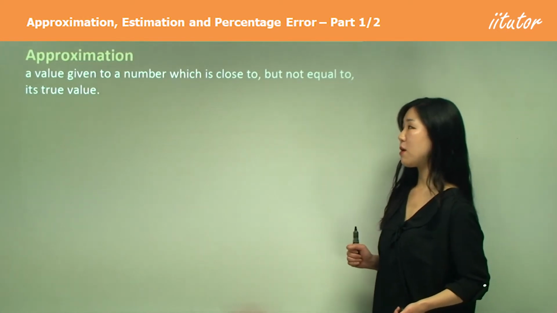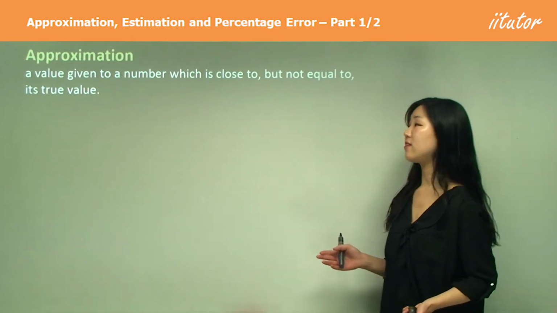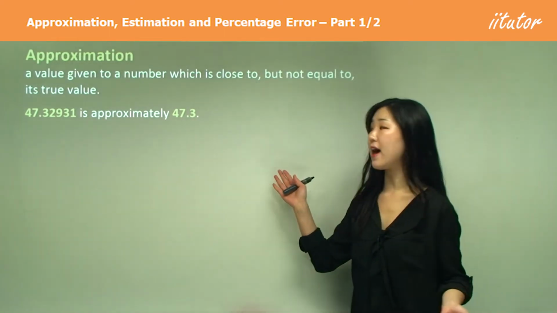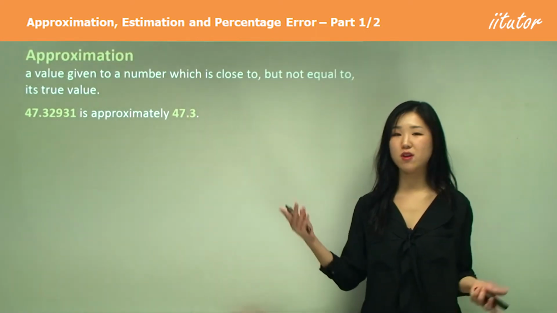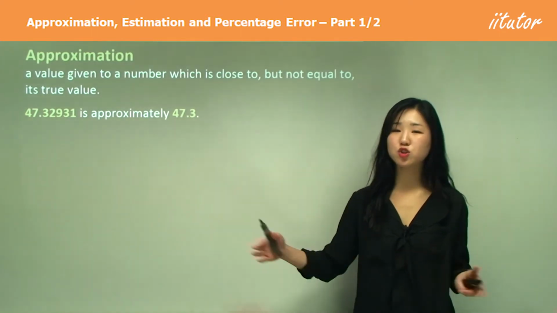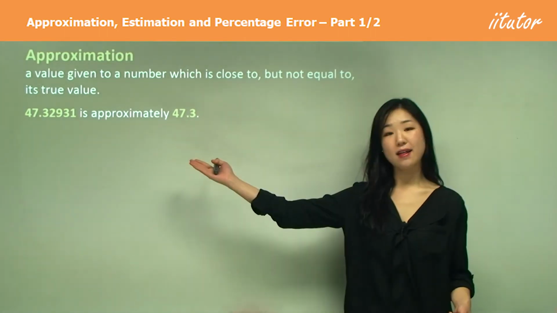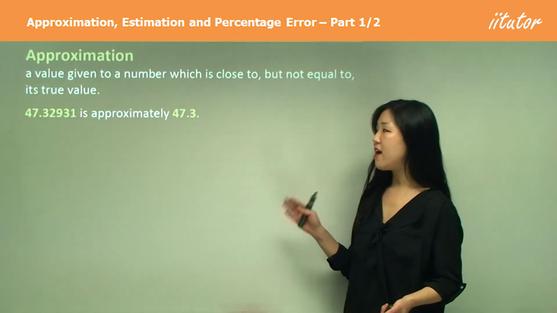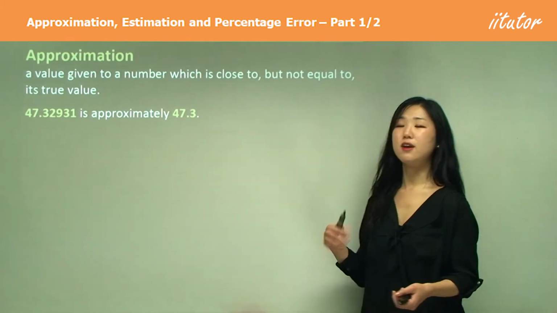It's a value given to a number which is close to but not equal to its true value. So it's like this. If I have 47.32931, and probably it's actually even longer than that, we can just approximate it to 47.3 if I ask you to round it to one decimal place. It's basically rounding or approximating a number so it's not too long, but it still has that value of the number. After we get the answer, we just round it to some particular measure and reduce it down, but it's still very, very close to its true value.